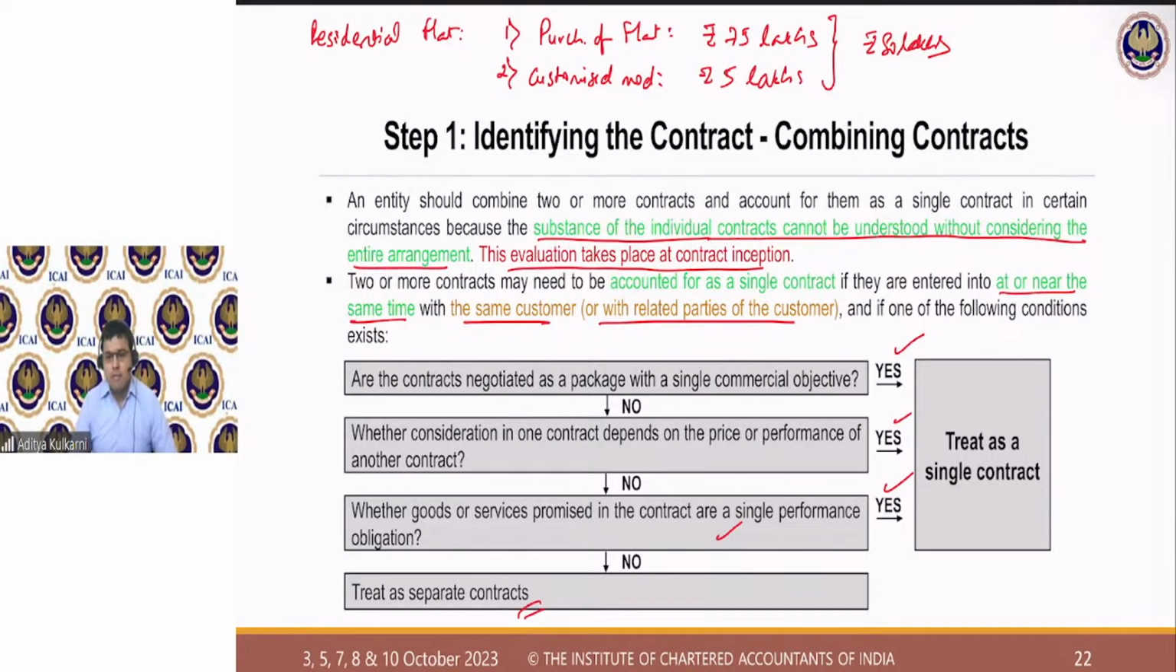The important thing to remember is you can combine only if the contracts are entered into at or near the same time. So if you have entered with certain gap in between, unfortunately the time gap is not mentioned in the standard. So when they say at or near, does it mean on the same day, within a week, within a month? What do you mean by at or near the same time? That is not clear. So it is a matter of judgment that the seller is going to take. Okay, so this is the combination of contracts.